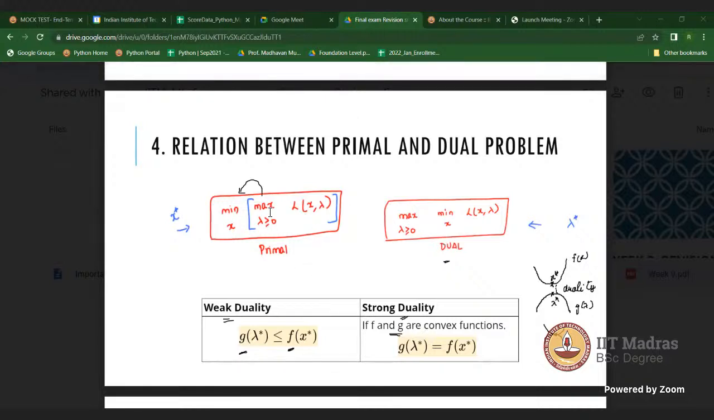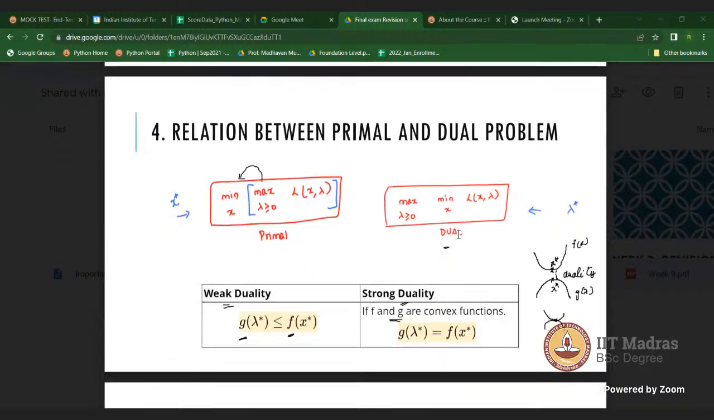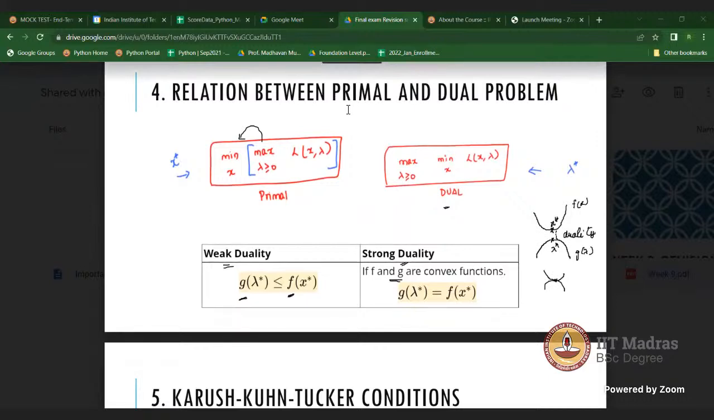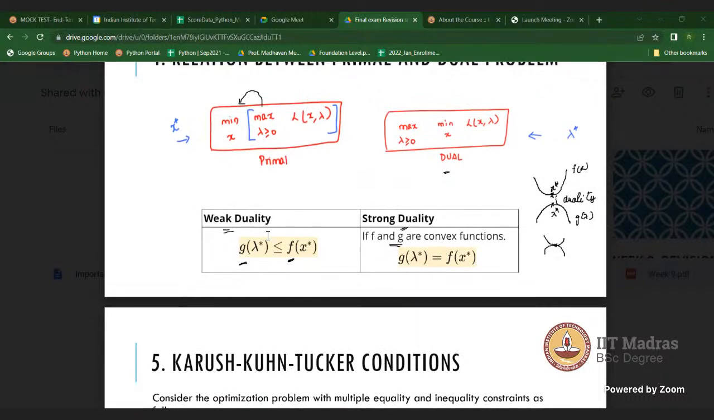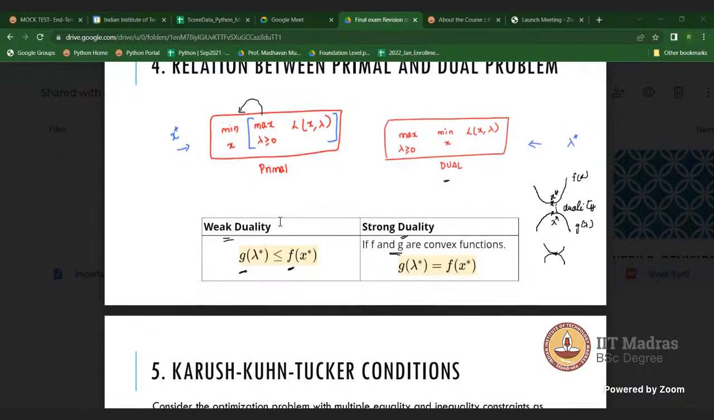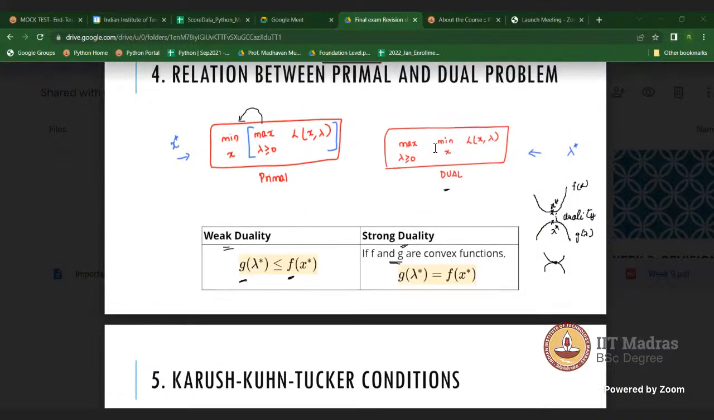So if they are not able to solve using primal directly, they go for this dual problem, and after that they check whether the dual solution is actually equal to the primal solution or not. Okay, for duality, we have the solution with respect to the primal one, which is f of x star, and the solution with respect to lambda, g of lambda star, using this dual problem. When the solution which we got through the dual problem is less than or equal to the solution of the primal problem, it's called weak duality.